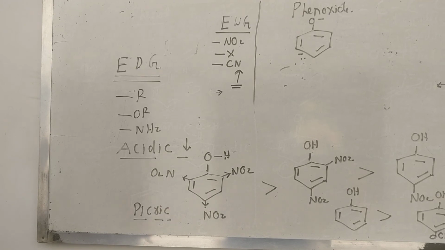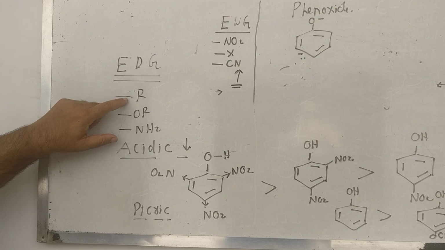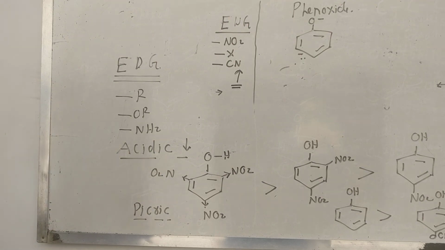So phenol is acidic in nature. It turns blue litmus red. And in phenol, if you put electron withdrawing groups, meaning nitro group, cyanide group, and halogen group, the acidic nature will increase. And if you put electron donating groups like R group, OR group, NH2 group, the acidic nature will decrease. Reason being, electron withdrawing groups increase the stability of phenoxide ion, and electron donating groups decrease the stability of phenoxide ion. And definitely phenol is much more acidic as compared to alcohol.